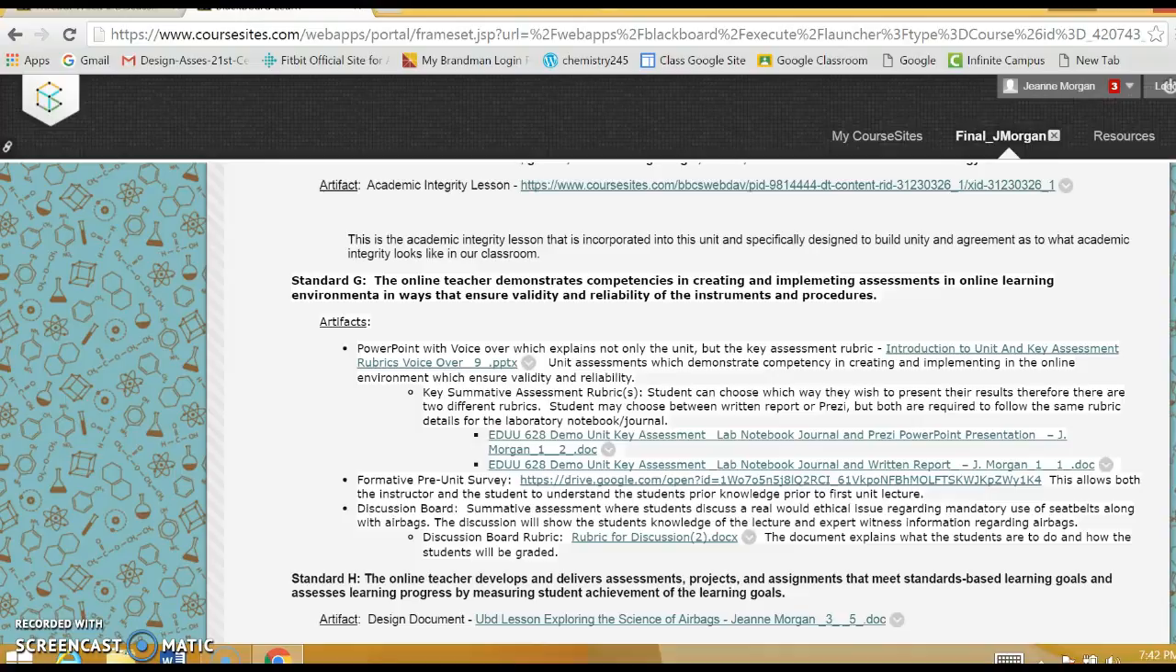The key summative assessment rubrics, you can see here there's 2 different ones because I'm giving students choice as to which they wish to present their findings. And also you can see that here I have a pre-unit survey, and this allows the instructor and the student to understand the student's prior knowledge prior to the first unit lecture. Also, lastly, there is a discussion board that takes place in this unit, and you will see the rubric for this. It explains specifically what the students are supposed to do and how they're going to be graded specifically on that.